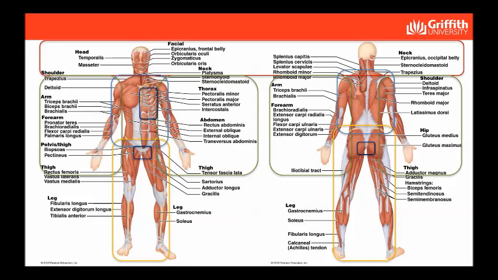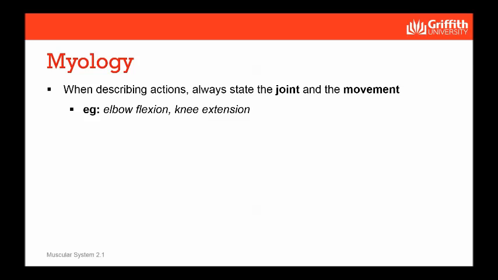If you focus on the functional anatomy of the muscle, that is, applying your knowledge in a practical way, it will help consolidate your learning for the long term. Remembering the name of the muscle, where it originates, and where it inserts will help you understand its action. Myology is the study of the structure, arrangement, and action of muscles. When describing the actions of the muscle, always remember to state the joint and the movement, such as elbow flexion, knee extension, or hip external rotation.